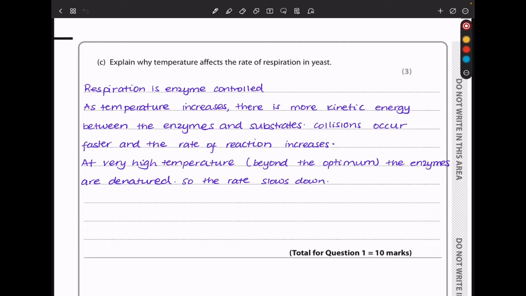In part C, they say explain why temperature affects the rate of respiration in yeast. Because we are studying respiration, respiration is enzyme controlled, and so as the temperature changes, the rate of respiration is going to be affected. So I said as the temperature increases, there is more kinetic energy possessed by the enzyme and the substrates, so there will be more collisions or faster collisions, and so the rate of reaction will increase. However, at very high temperatures or beyond the optimum, the enzymes will be denatured, and so the rate of respiration is going to slow down.